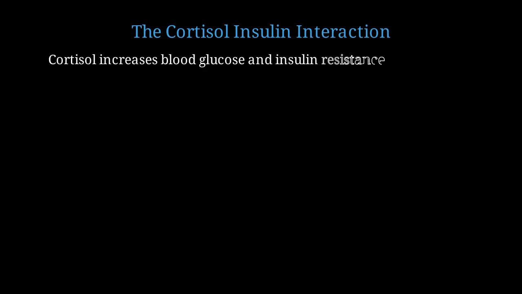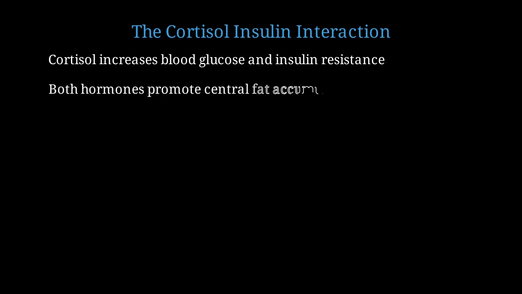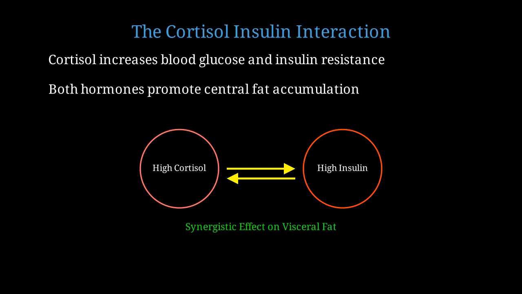Cortisol raises blood glucose through gluconeogenesis. This triggers insulin release, and chronic cortisol elevation can cause insulin resistance. Both high cortisol and high insulin promote central fat accumulation. This is why metabolic syndrome often involves both systems. This diagram shows the bidirectional relationship between cortisol and insulin. They amplify each other's effects on visceral fat accumulation, creating a synergistic problem.